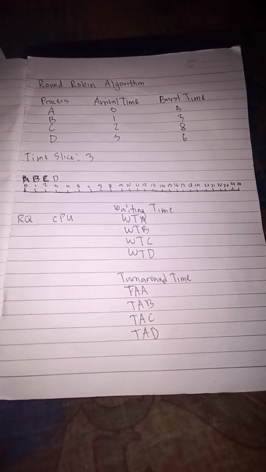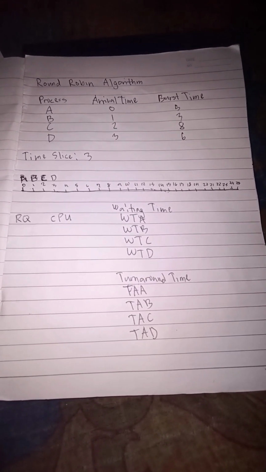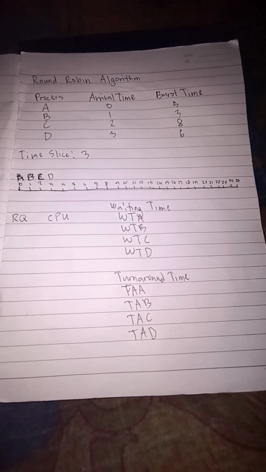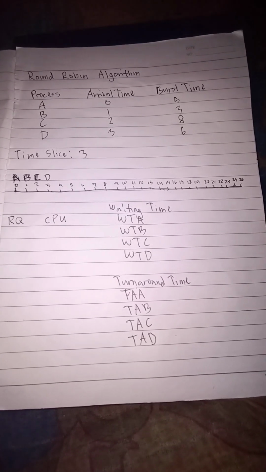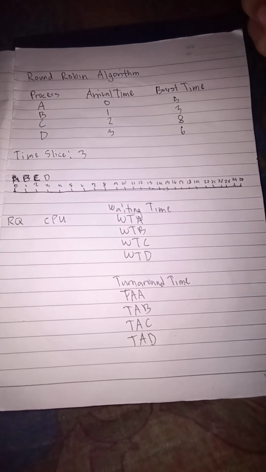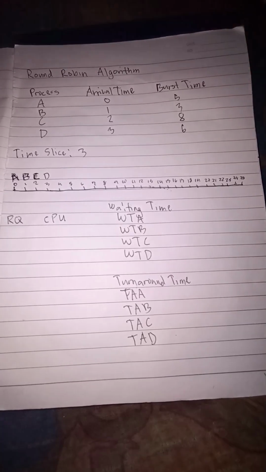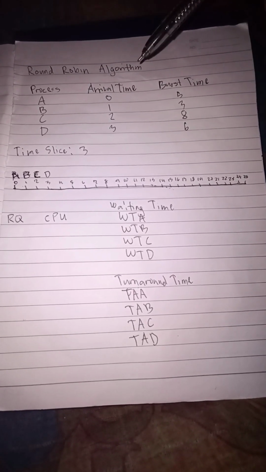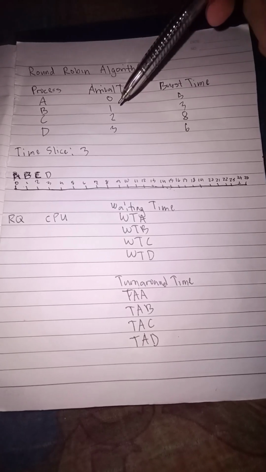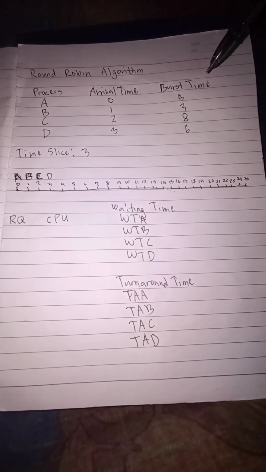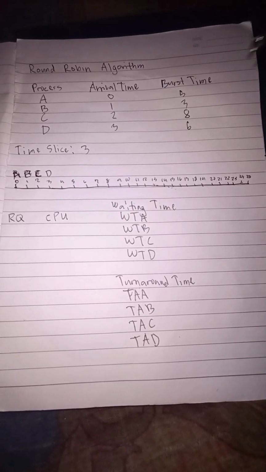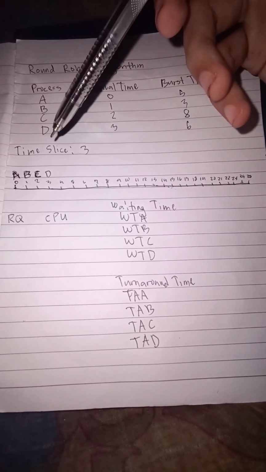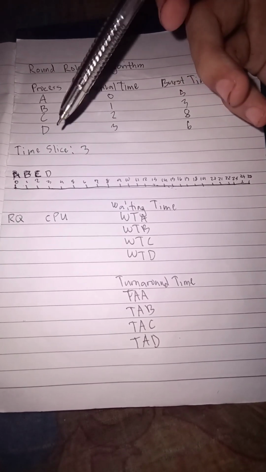So today I'm going to discuss the round robin algorithm and CPU scheduling. Here we have the given example. We have processes A, B, C, and D, with arrival times of 0, 1, 2, 3, and burst times of 5, 3, 8, and 6. And here we have a time slice of 3.